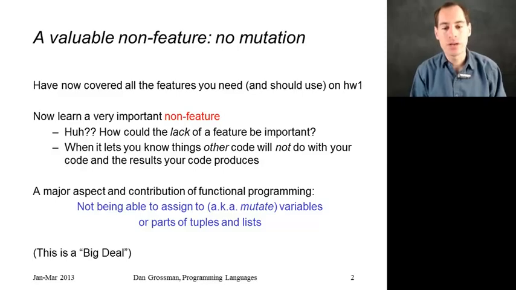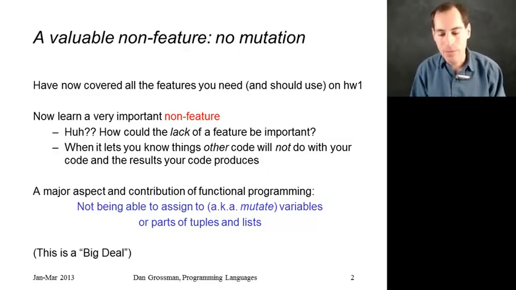I've already shown you all the features you need for homework 1. Instead, we're going to focus on a non-feature, something that ML doesn't have. So how can the lack of something in a programming language be important for that language? Naively, you might think, well, you should always give programmers more and more stuff they can use, and then they can decide whether to use it or not.